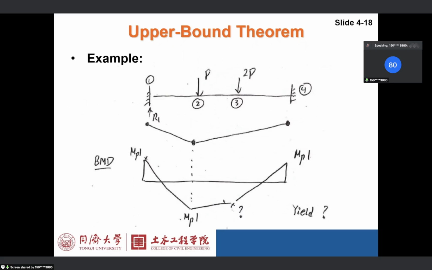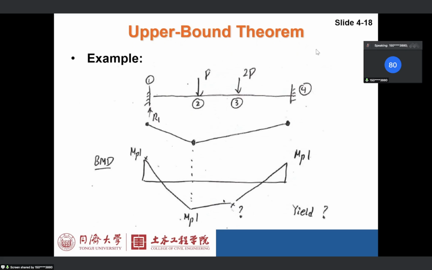So the lower bound and upper bound are not sufficiently close, right? So we're still struggling to find the right answer. But anyway, what do we know? The good news is we know the real answer is somewhere between 3 and 4.5 MPL over L. But we still cannot get the right answer.